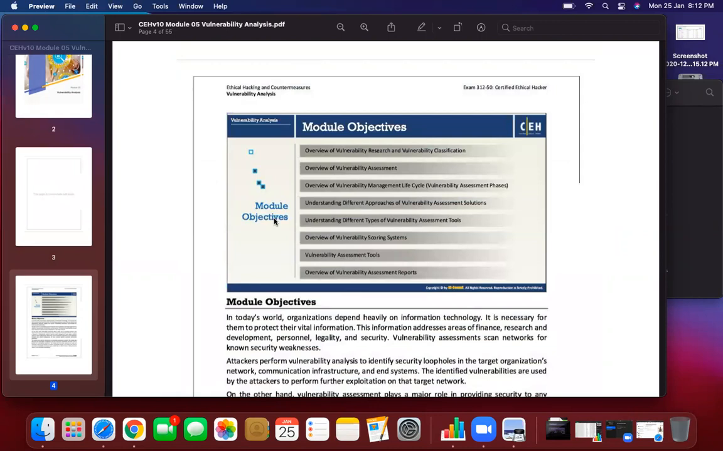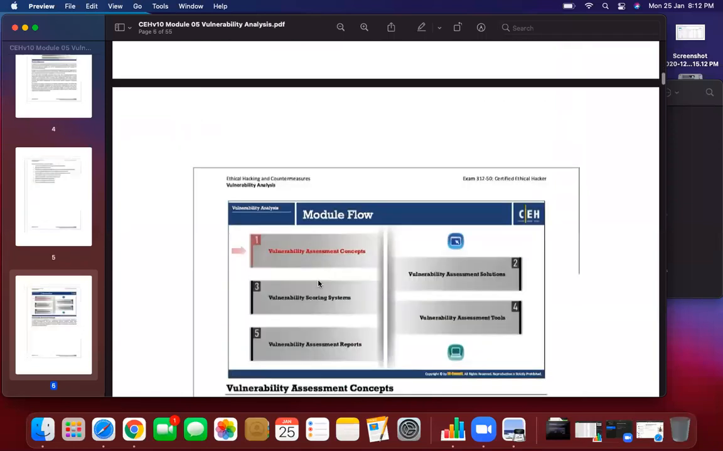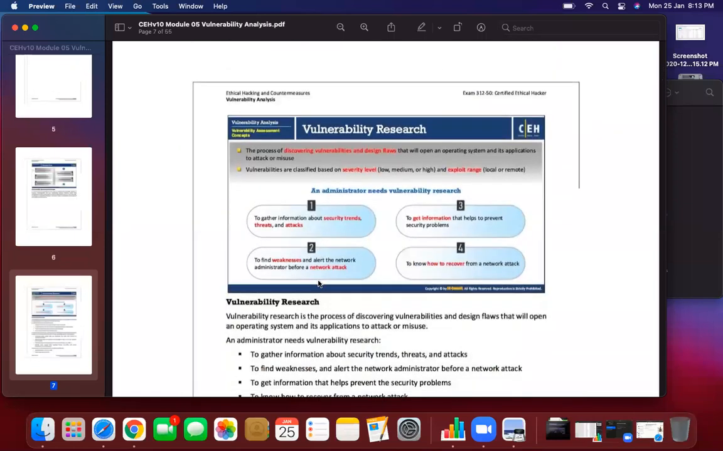Now, in this module, we will learn about vulnerability research, vulnerability assessment, the life cycle, the different approaches of vulnerability assessment solutions, types of vulnerability assessment tools, scoring systems, and assessment tools. These things we will be seeing, starting from vulnerability research.